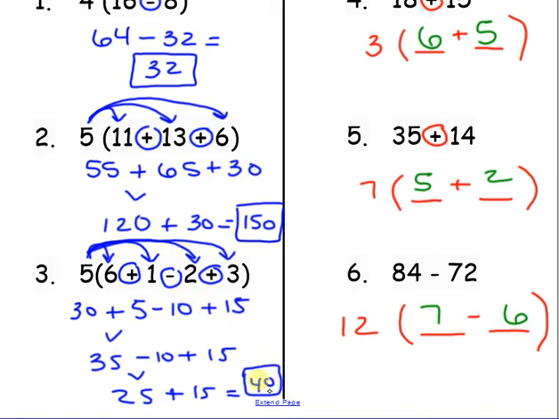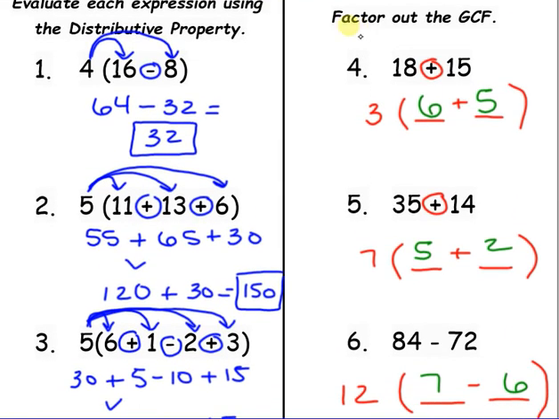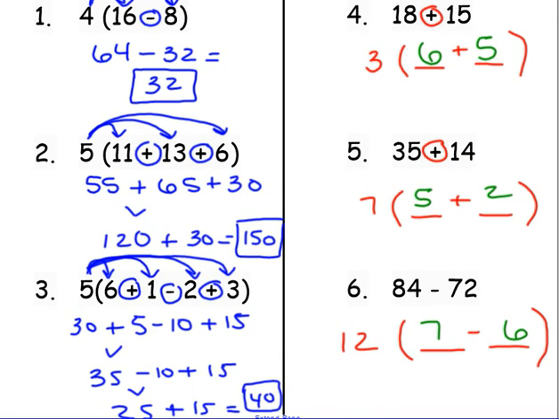Now you'll see that I added several more numbers to the distributive property, but it shouldn't have made it any harder. It was just another thing to distribute, okay? All right, for number 4, you should have gotten 3 parentheses 6 plus 5. For number 5, you should have gotten 7 parentheses 5 plus 2. And for number 6, you should have gotten 12 parentheses 7 minus 6.